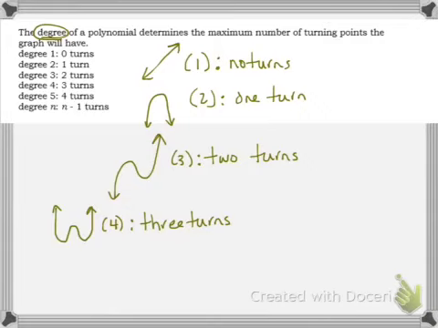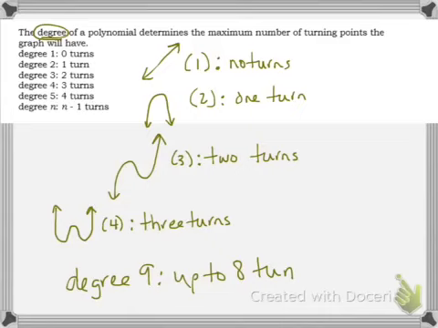So if I have a polynomial function of degree 9, it would mean that it could have up to 8 turns. So when we get to the second video that we have, we're going to spend a little bit of time talking about how all of this works with the graphs of our functions.